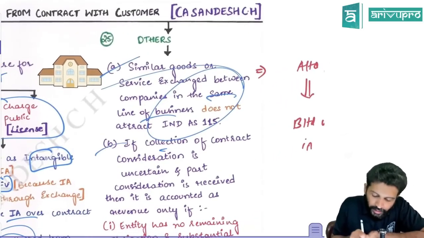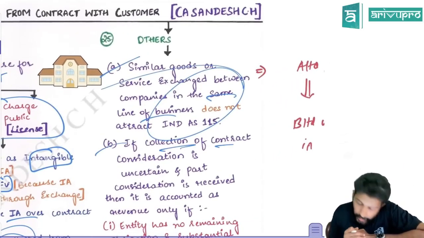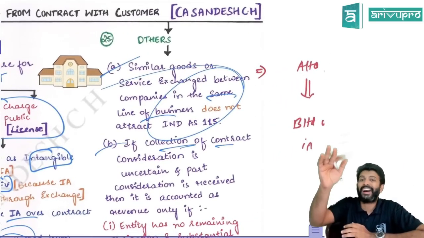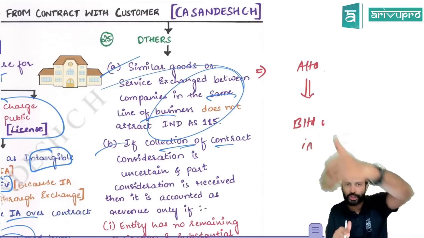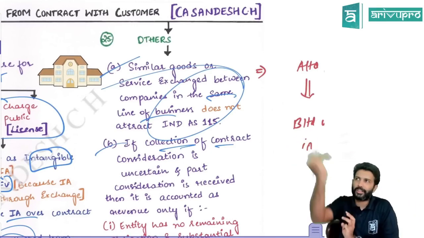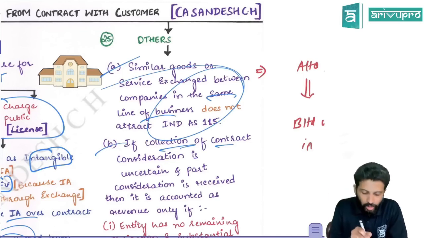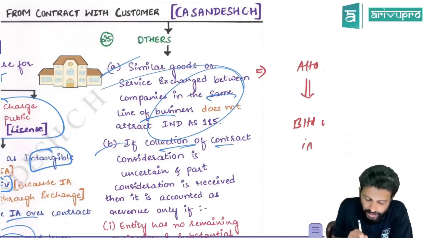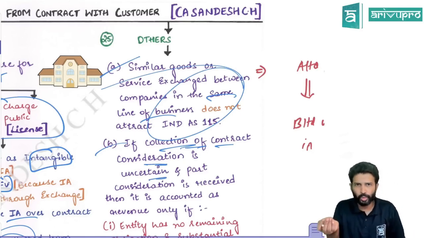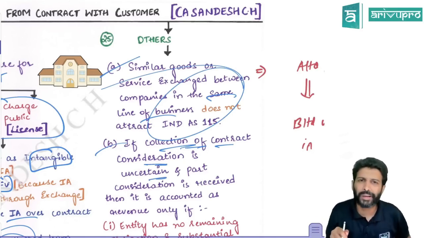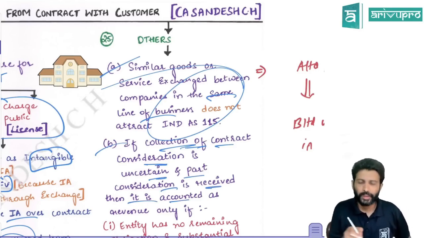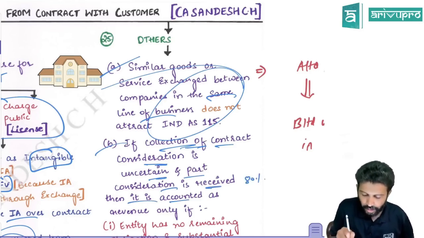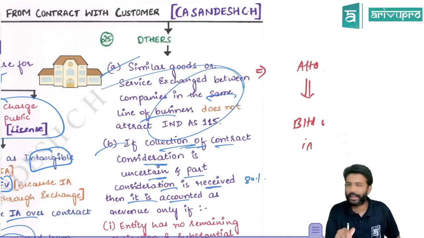Then one of the conditions for a contract was ARPCC. The last C was that collection of consideration should be probable. If you have sold the goods, the seller should have reasonable assurance that it will collect the money. So this point is around that. If the collection of contract consideration is uncertain, we have sold the goods but feel we may not collect the money, and part consideration is already received, then what do we need to do? Let's say 80% of the money we have received, as a hypothetical example.